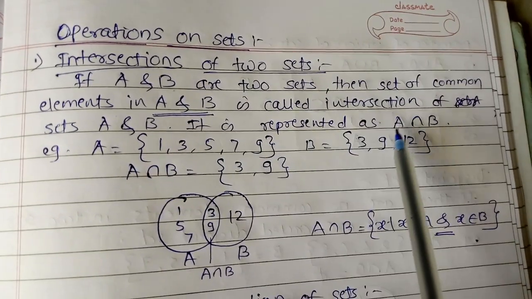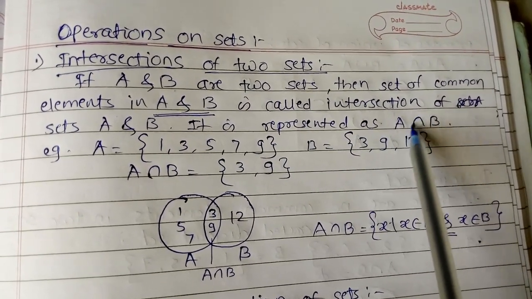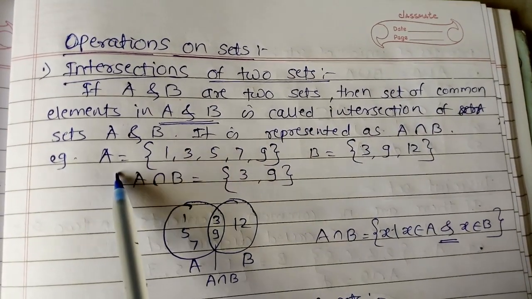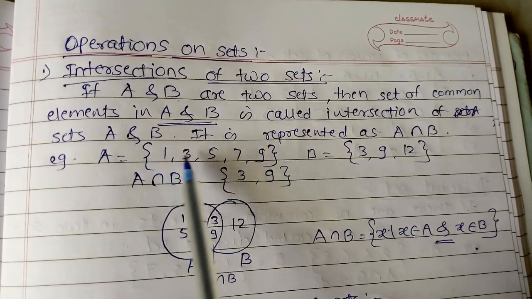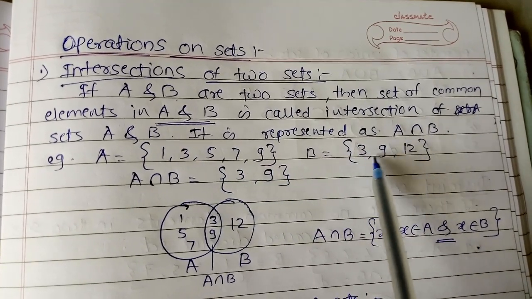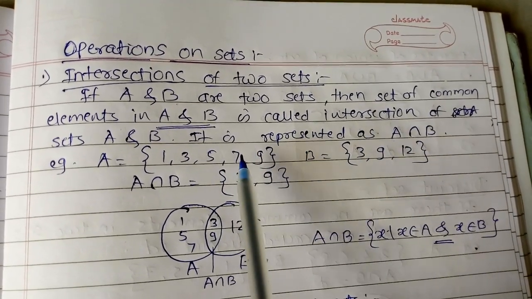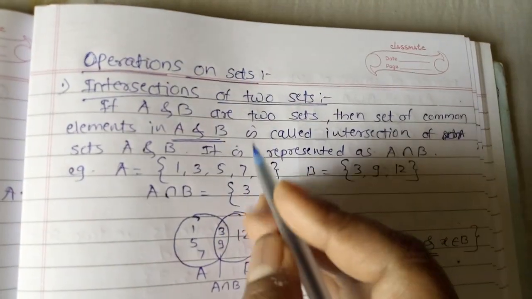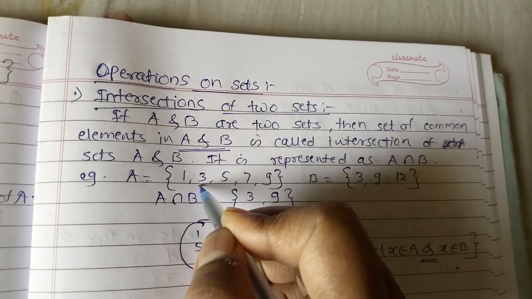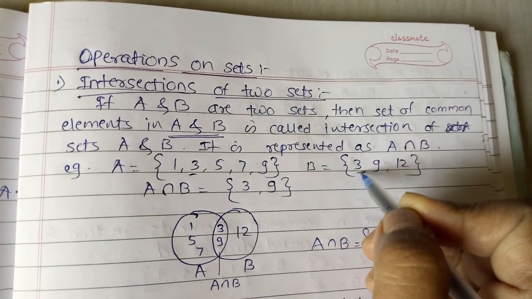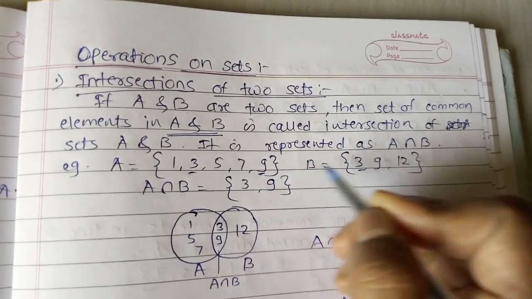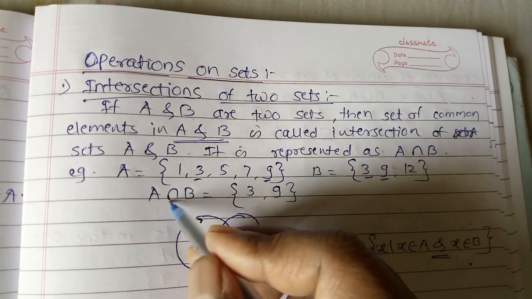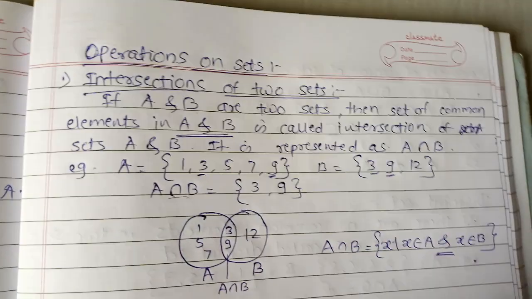It is represented by A, so see here the symbol of the intersection B. Now the example is, A is 1 3 5 7 9 and B is 3 9 and 12. For finding the intersection we have to find out the common elements in both the sets. Which are the common elements? Here is 3, here is also 3, next here is 9 and here is also 9. So only two elements are common in these sets. So A intersection B is 3 and 9.